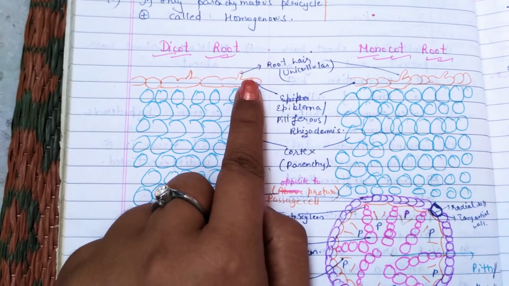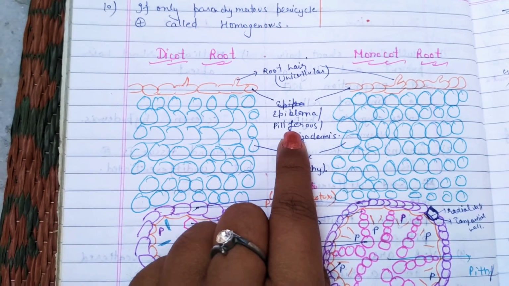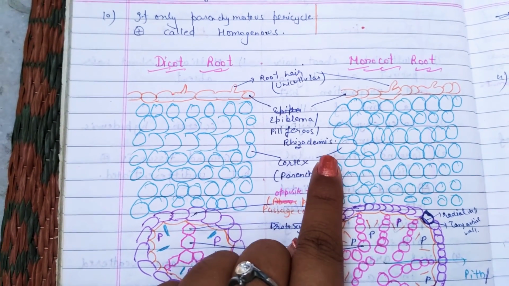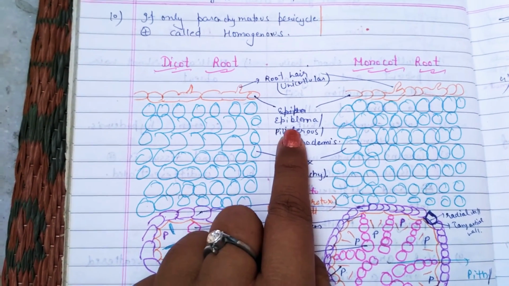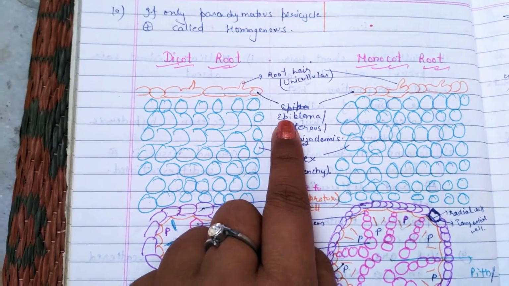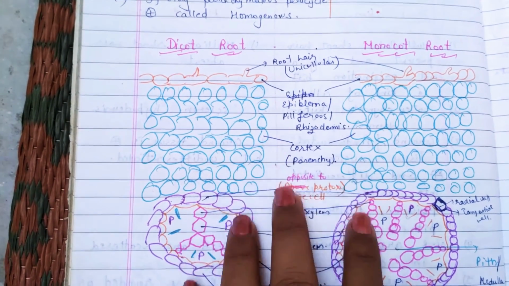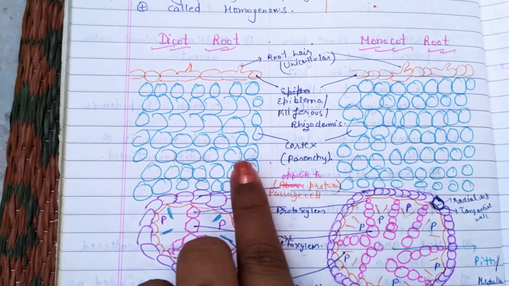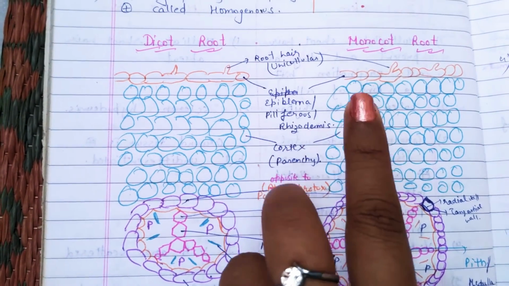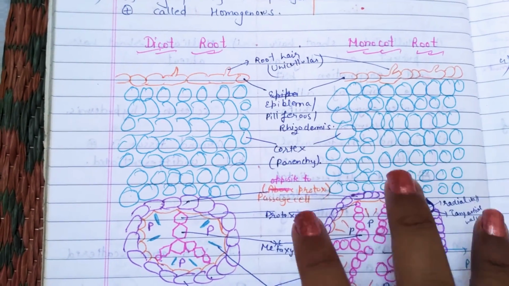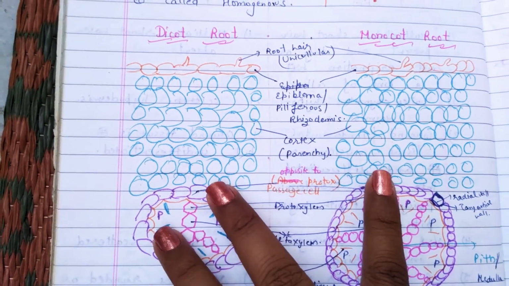Below the root hair there is the epiblema. You can see this is the epiblema, which is also known as piliferous layer and rhizodermis, and it is not covered by cuticle. But in monocot stem and dicot stem, the epidermis is covered by a cuticle layer, while in dicot root and monocot root the epiblema is not covered by any cuticle. Below the epiblema there is a cortex, which is parenchymatous in nature and well arranged in both dicot root and monocot root. So up to here there is not much difference between dicot root and monocot root.